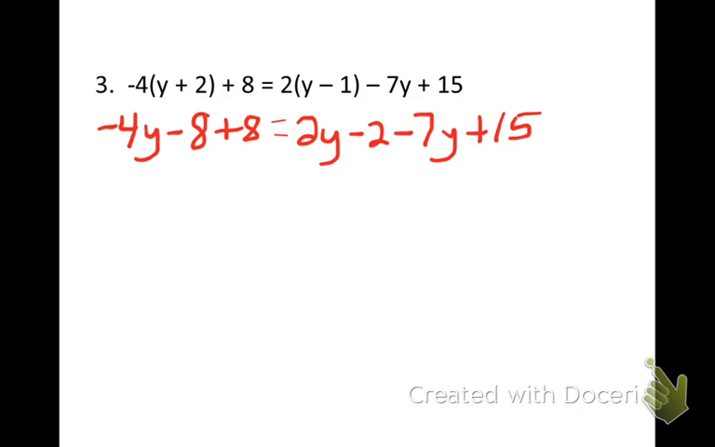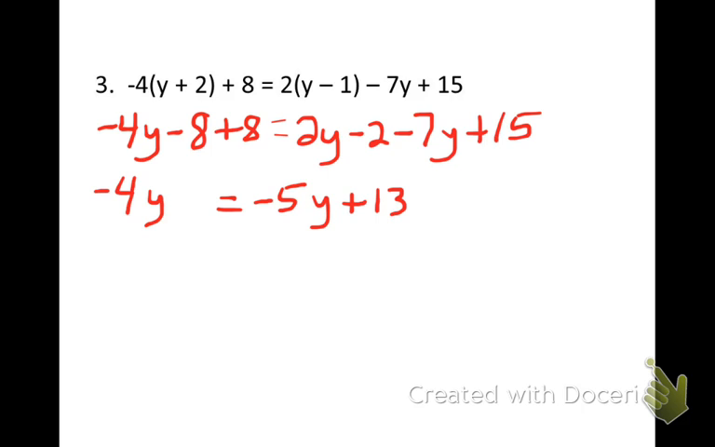So let's see if we can simplify. On the left, I don't have any other y, so I'm just going to leave my negative 4y, but putting my numbers together, negative 8 plus 8 is 0. I have a 2y, but I also have a minus 7y. Remember, the sign in front goes with the number, so that would be negative 5y. I have a negative 2 plus 15. So signs are different, I need to subtract. Keep the sign of the bigger number, it would become plus 13.